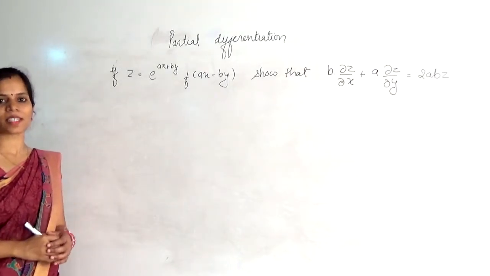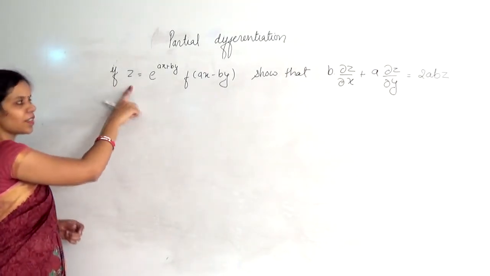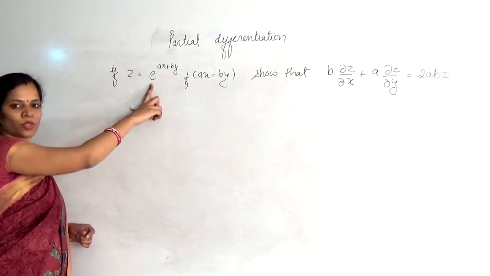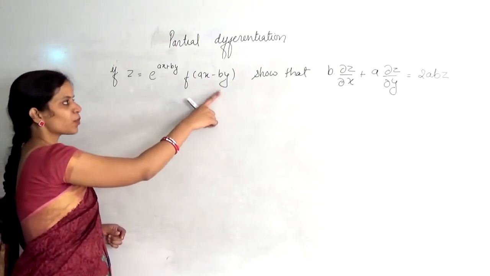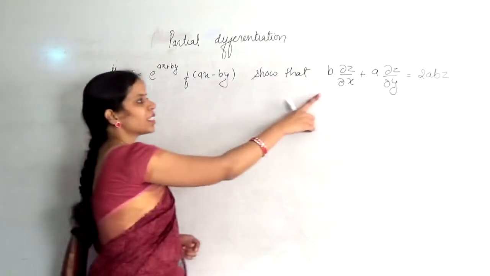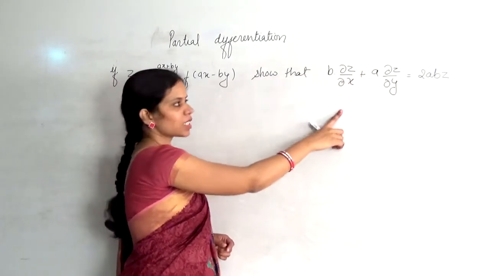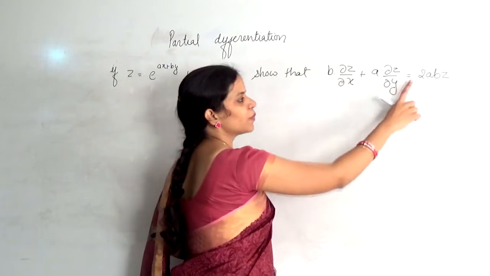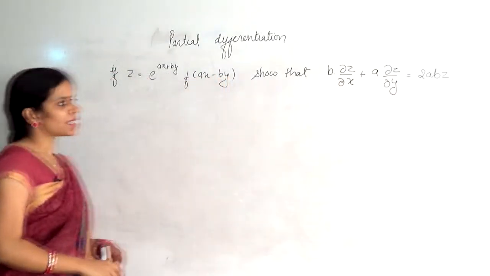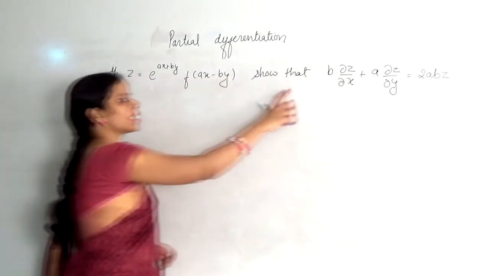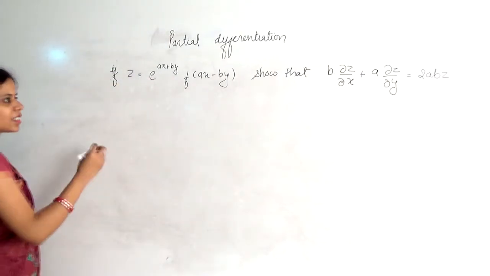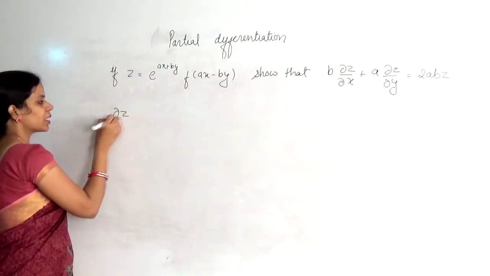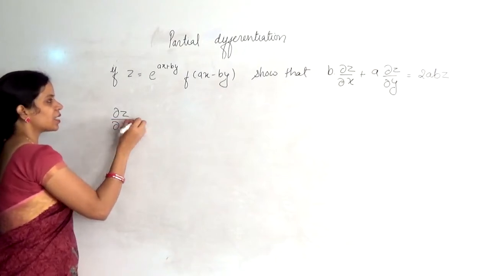Now we will discuss one more question, that is, if z equals e to the power ax plus by into f(ax minus by), show that b into ∂z/∂x plus a into ∂z/∂y equals 2abz. So as we see from here, at first we have to find ∂z/∂x and ∂z/∂y. This one is ∂z/∂x.